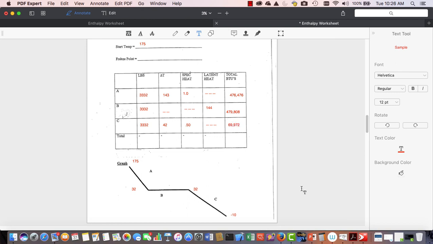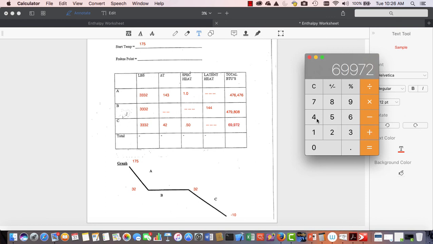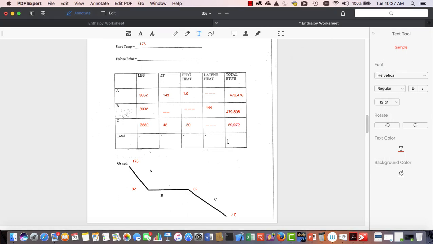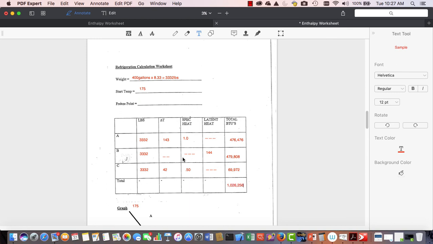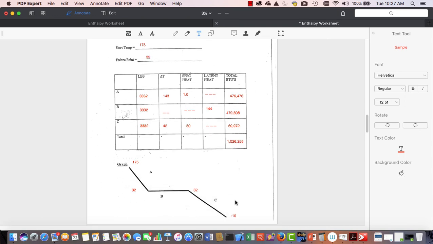To find the total BTUs I remove, we take my 69,972, add 479,808, plus 476,476. So in order to do this, I need to remove 1,026,256. So 1,026,256 is my total BTUs I have to remove to cool 400 gallons of water from 175, through my freezing point of 32, down to 10 degrees below zero. Now, you're not going to do that in an hour. That's going to be a multiple hour process unless you have one big compressor. So hopefully this little short recap gives you a better idea of how to do these enthalpy worksheets.